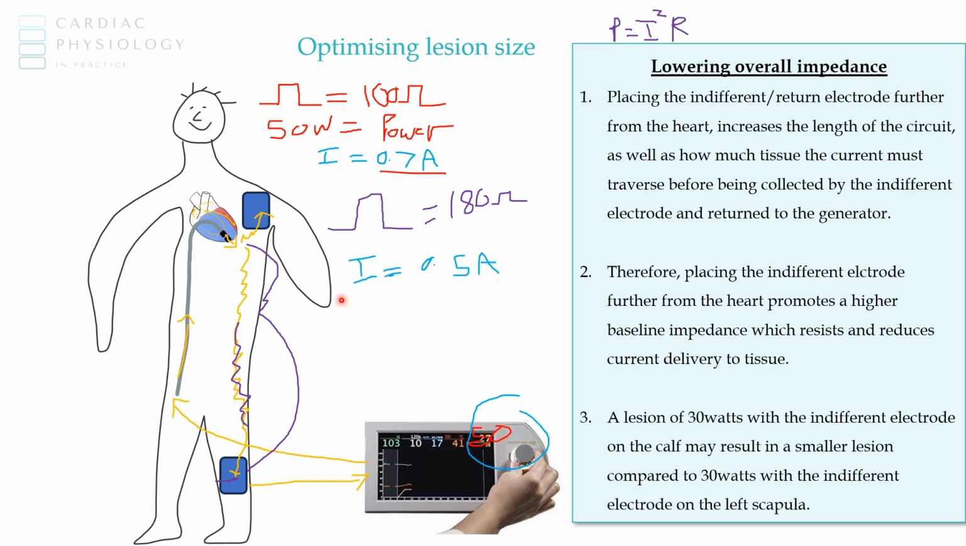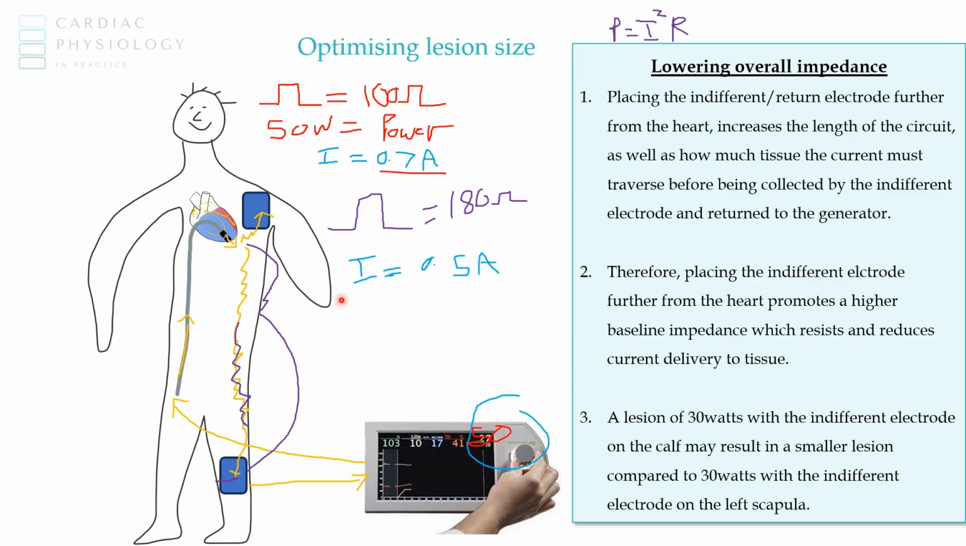Lower current delivery results in less heating and less lesion formation. So now our lesions may not be transmural, or they may not be as efficacious, even though we're using the same settings on the ablation generator. This is how much of a difference the location of your indifferent electrode can make.